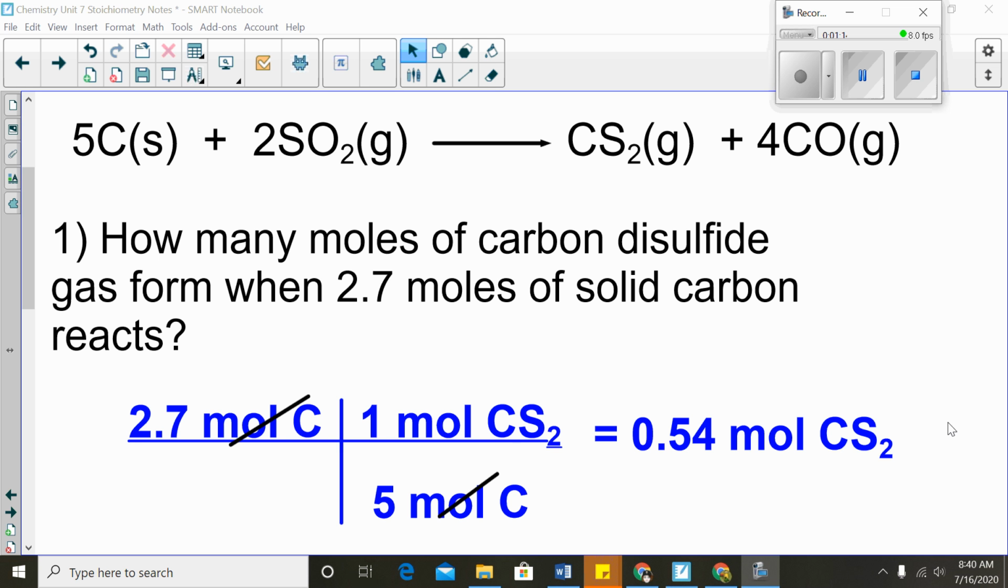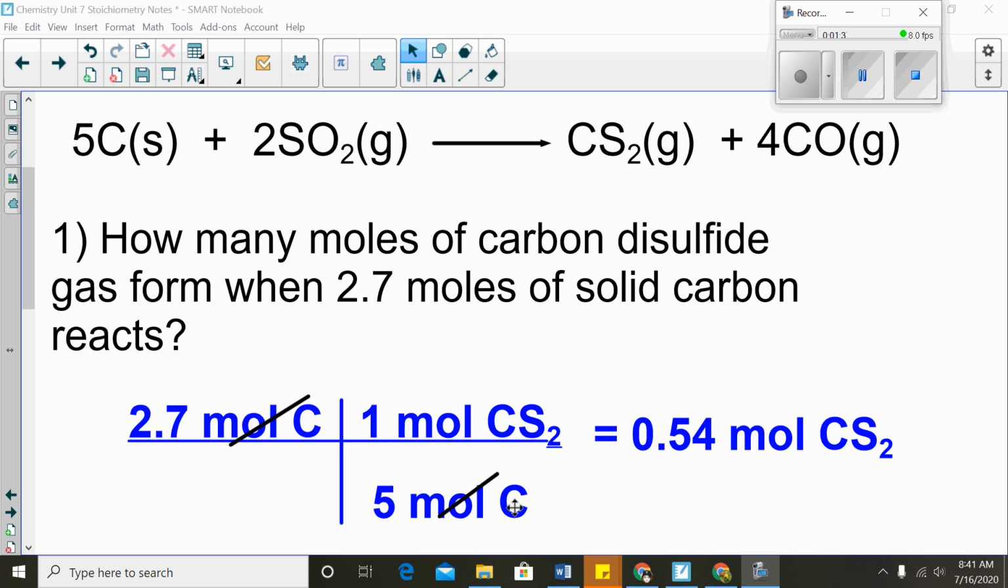You have 2.7 moles of carbon, that's my starting point. You can see the mole-to-mole reaction in my t-square. Carbon is on the bottom because we want it to cancel, and you're looking to find carbon disulfide, or CS2. Where did the 1 and the 5 come from? It's the coefficients.